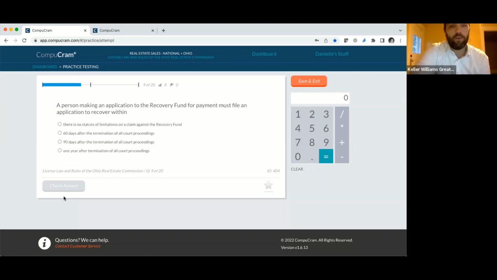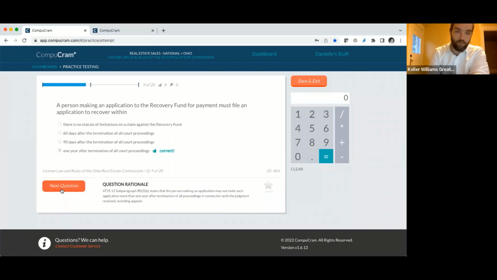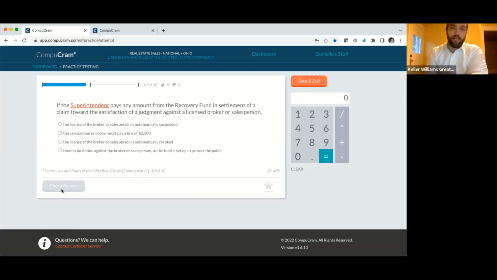Question number 9: a person making an application to the recovery fund for payment must file an application to recover within A, no statute of limitations on a claim, B, 60 days, C, 90 days, or D, 1 year after the termination of all court proceedings. It is going to be D. 1 year. They have up to 1 year after the termination of all court proceedings to apply to the recovery fund. And our last question for tonight, question number 10.